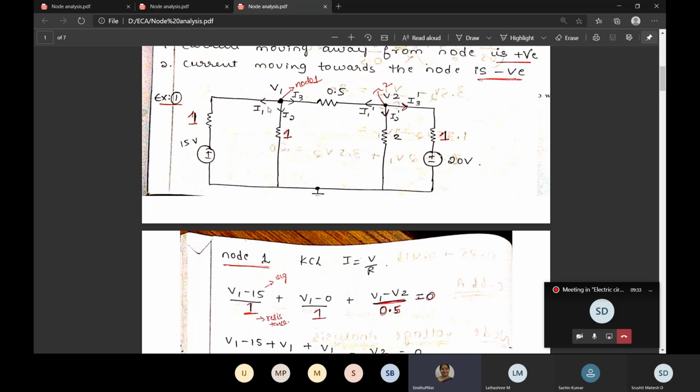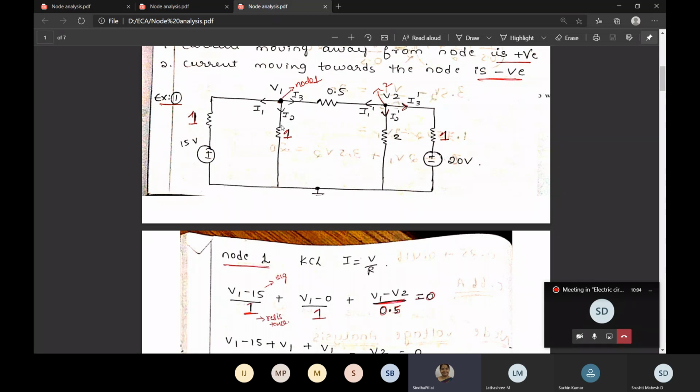So current I1 in terms of voltage and resistance, how will we write? V1 minus 15 divided by 1 is the one current. So what is the next current? I2. I2 is V1. Okay, here it is ground voltage. Ground voltage is taken as 0. So V1 minus 0 divided by 1. So 1 is the resistance. And between V1 and V2, we'll write first V1: V1 minus V2 divided by 0.5.